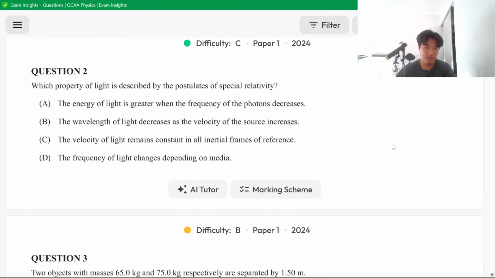Which property of light is described by the postulates of special relativity? Wait, did I say postulates or property? Okay. Regardless, let's look at the choices. Postulates of special relativity. Okay, we know that the speed of light is constant in all inertial frames of reference, and that is C. Okay, so it's going to be C.